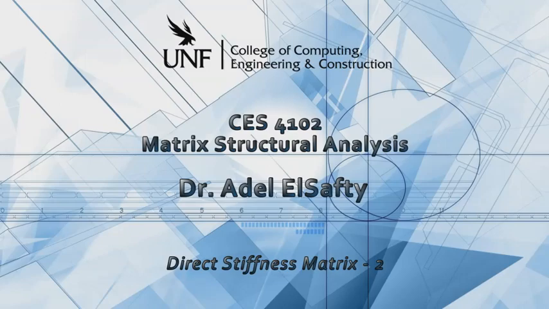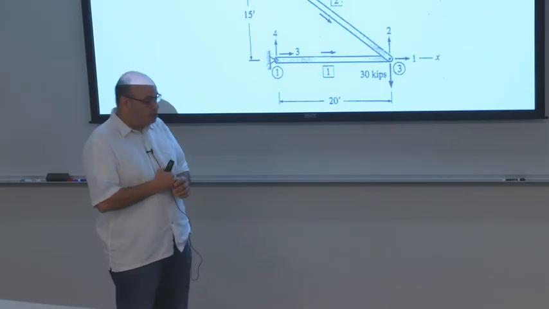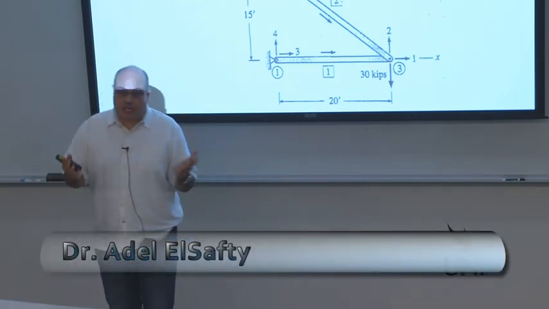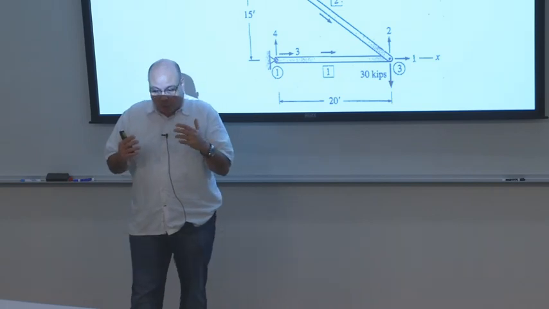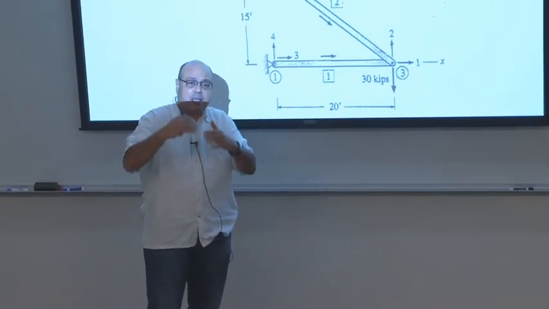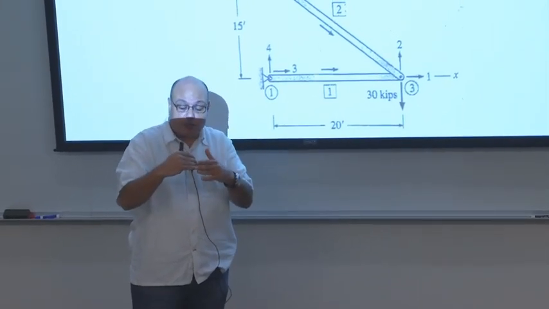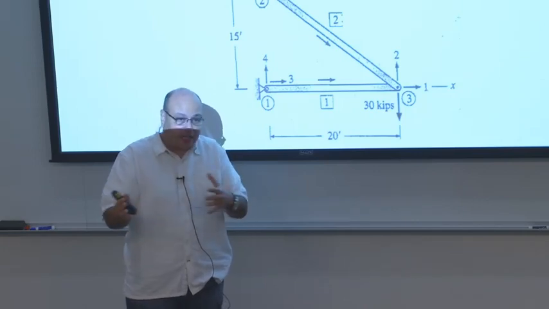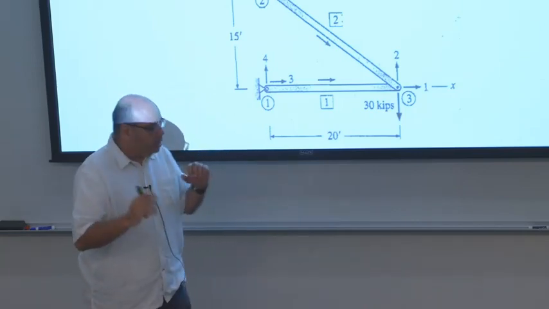All right, guys, so we are going to continue talking about the direct stiffness matrix. What we covered earlier is basically how to establish a direct stiffness matrix for a truss element, and we got an individual element, and we assembled that after we got the stiffness matrix in a global format. We assembled that throughout the whole structure, and we got the stiffness matrix for the whole entire structure.